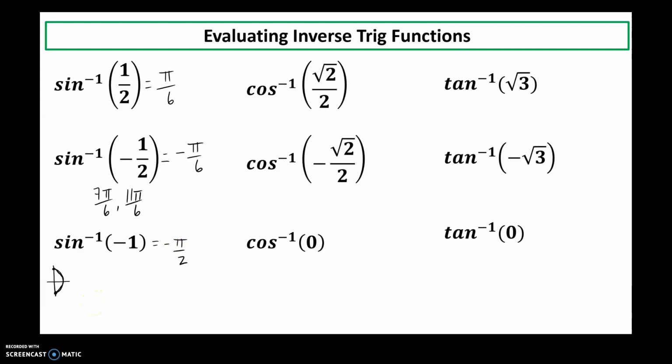Arc cosine of square root of 2 over 2. Where does the cosine function equal square root of 2 over 2? That occurs at pi over 4. Very easy. First quadrant answer only.